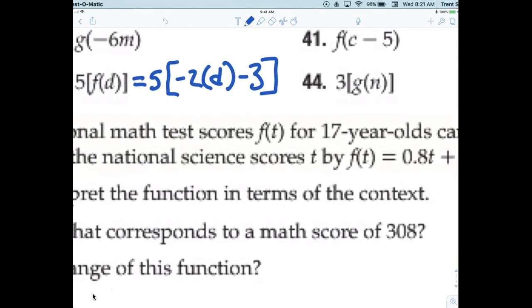Does anybody have any issues with that? Good, Cole. What's the matter? Okay, hold on. So now, if we simplify that, that's 5 parentheses, negative 2d minus 3, correct? Which is the same as, now tell me, final answer, Cole. Yep, minus, that is excellent.